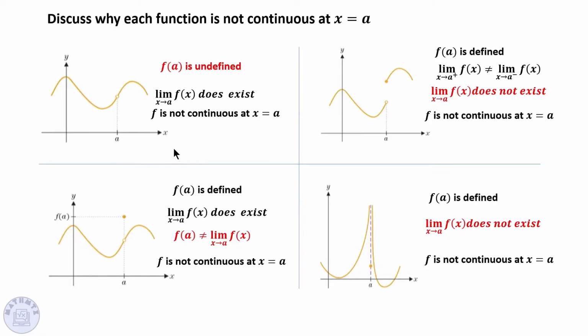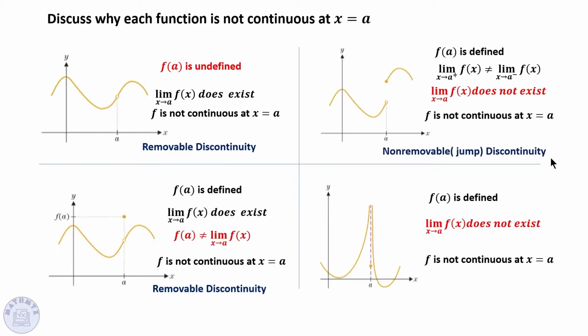Well, the first graph is called removable discontinuity because you have a hole in the graph and you can just fill it to fix the discontinuity. Here also removable, and here you have jump discontinuity, so it's not removable. You can't fix this without changing the original function. And here also you have an asymptote, so infinite discontinuity.